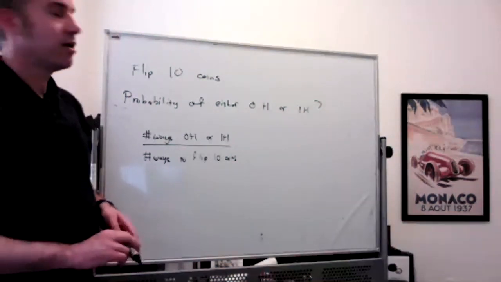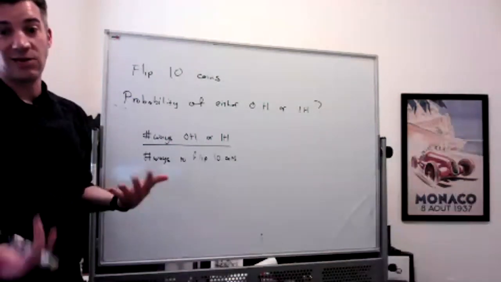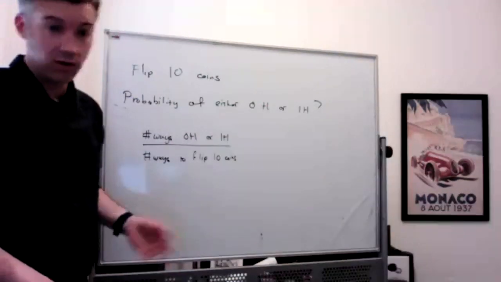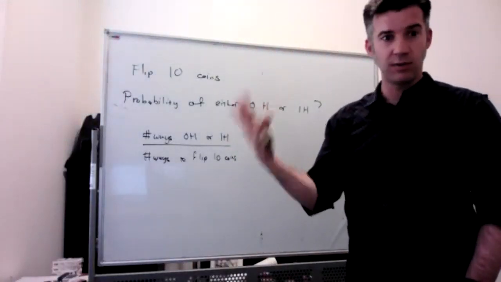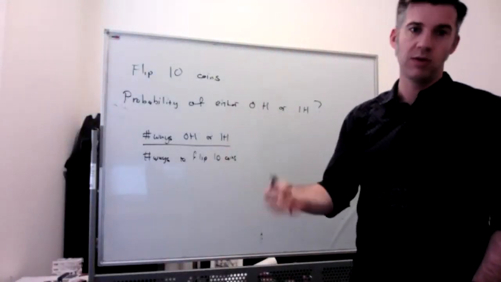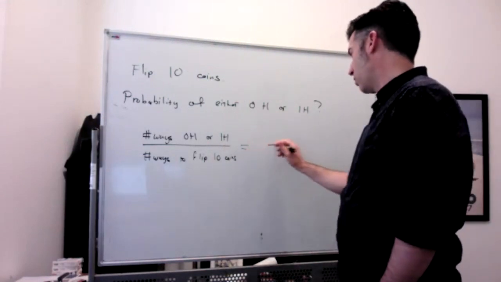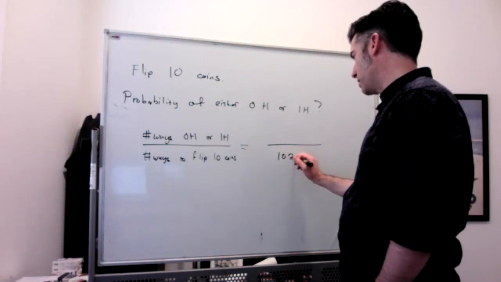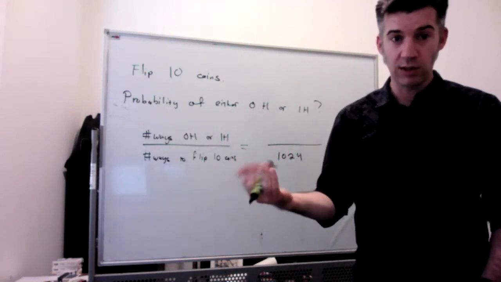Thanks, Shanna. Shanna came up with 1024, which is probably easier to write as 2 to the 10th power, right? You have two choices for each coin. 2 times 2 times 2 times 2 times 2 times 2 times 2 times 2 times 2 times 2 is 2 to the 10th, which is 1024. So there are 1024 ways of flipping 10 coins.